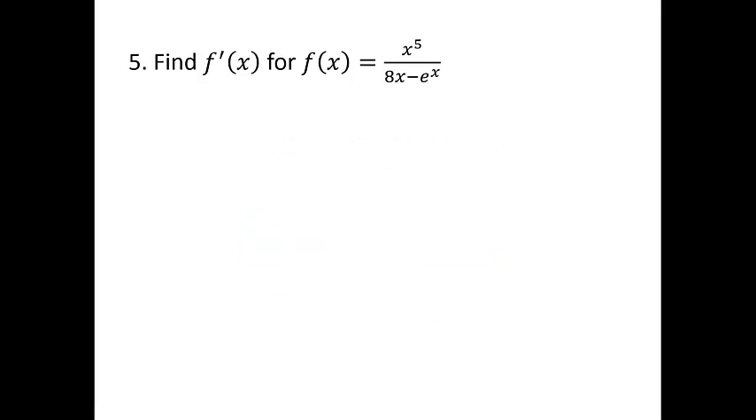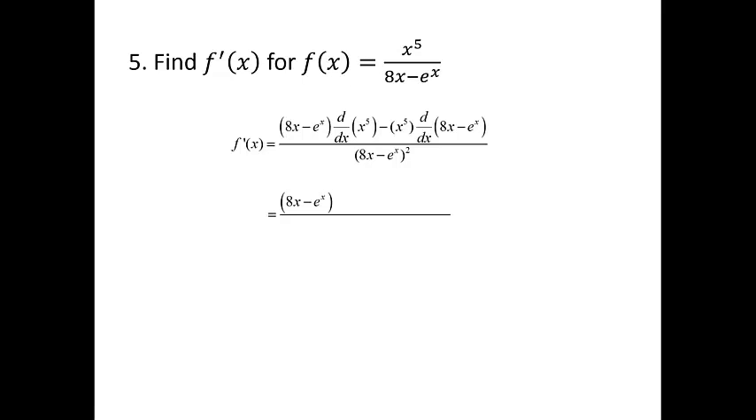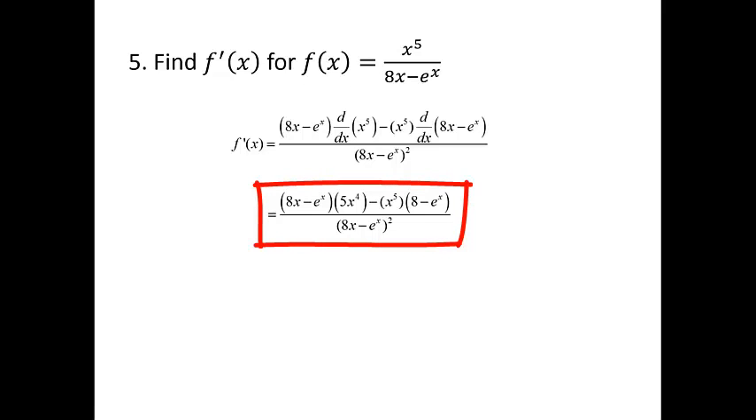What about the derivative of x to the 5th divided by 8x minus e to the x? We want the bottom times the derivative of the top minus the top times the derivative of the bottom, all over the bottom squared. So we have the bottom, 8x minus e to the x, times the derivative of the top, 5x to the 4th, minus the top, x to the 5th, times the derivative of the bottom, 8 minus e to the x, all over the bottom, 8x minus e to the x squared. Again, you could stop right here, but if you wanted to simplify, you would distribute and collect like terms.